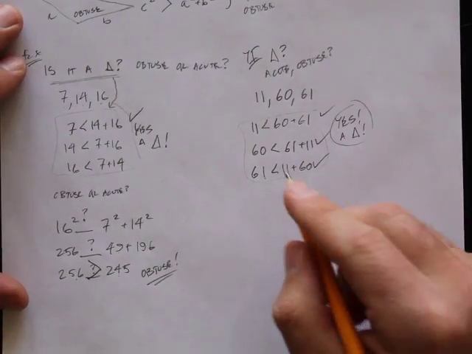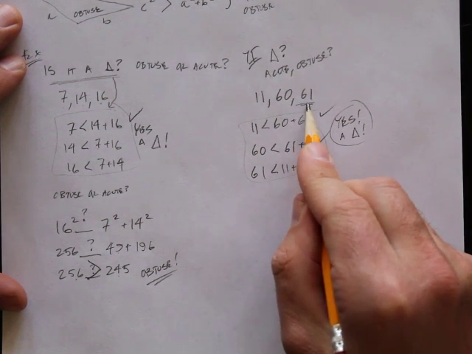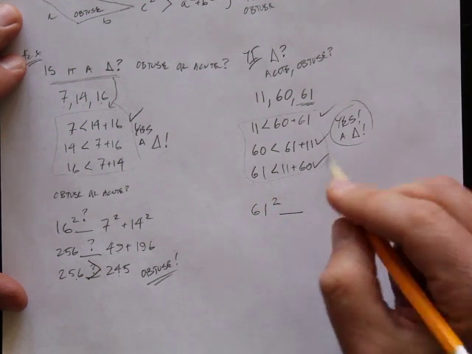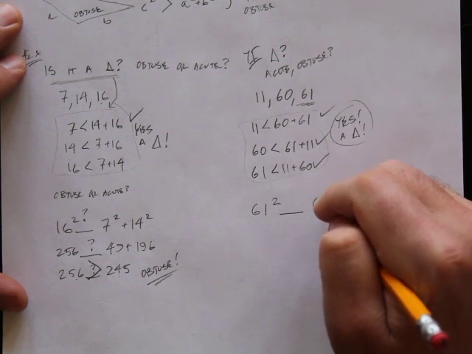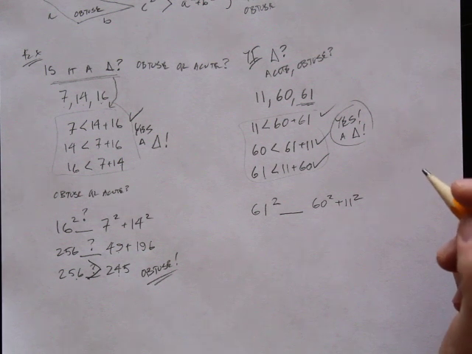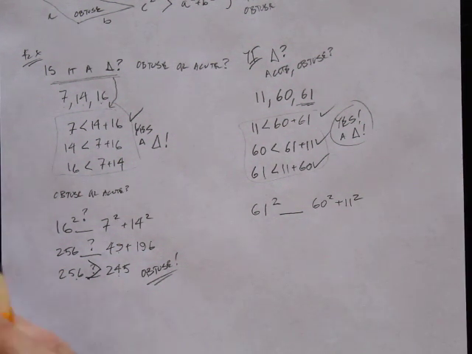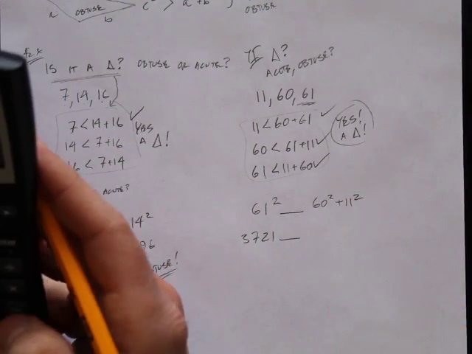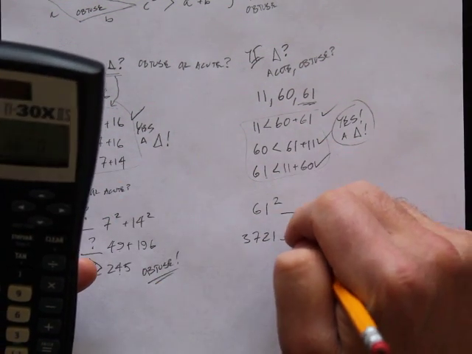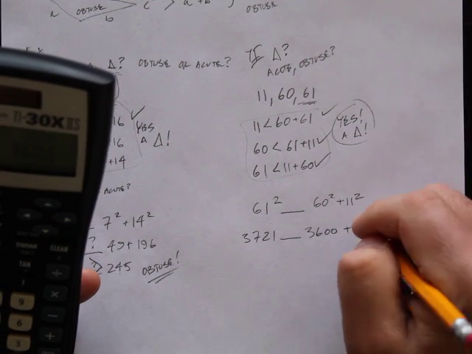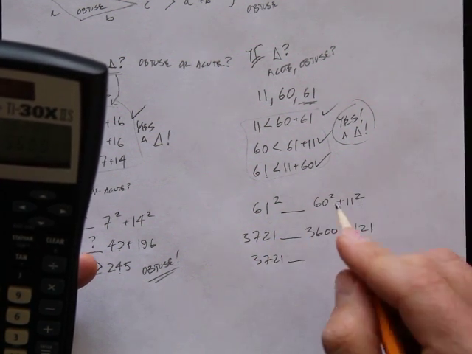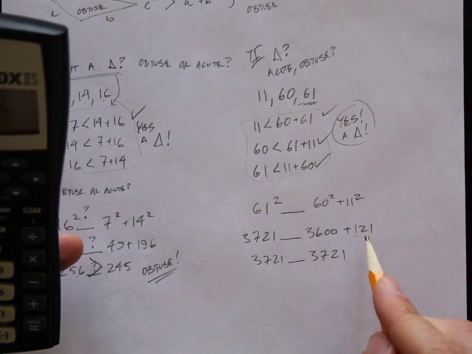Now, is it acute or obtuse? Okay, so now what I'm going to do, I'm going to find the longest side, which is 61. 61 squared compared to 60 squared plus 11 squared. Okay, so let's get out the calculator real quick. I've got 61 times 61 is 3,721, compared to 60 times 60, which is 3,600, plus 11 times 11, which is 121. I add those together, I get 3,721. 3,721 compared to 3,721. Oh, wait a second, they're the same number.